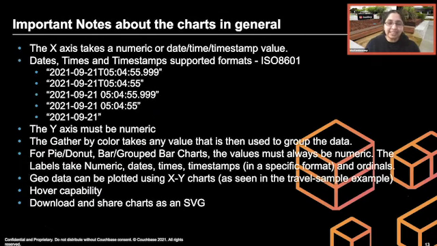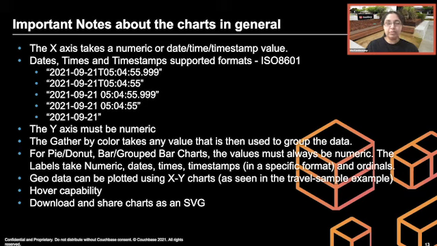With the x-axis, we only support numeric values or date time timestamp values. With these date time timestamps, we enforce ISO 8601 formats, and even within those formats, we only support 5 specific format strings. Also, the y-axis, especially for the XY charts, must always be numeric. We don't support ordinals in the y-axis.